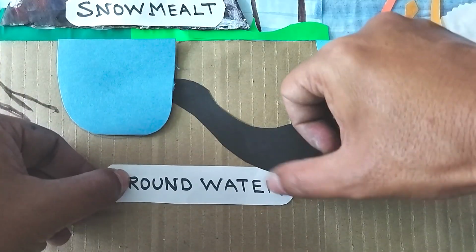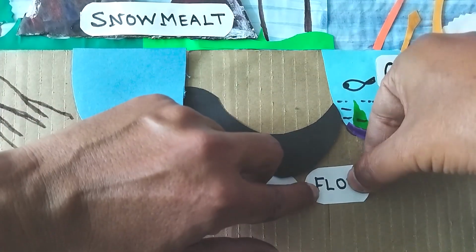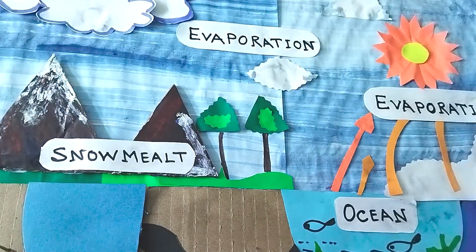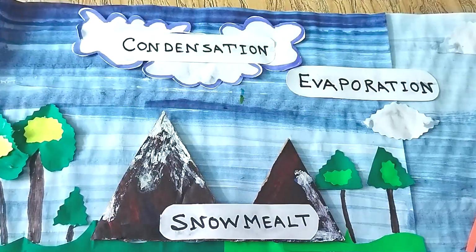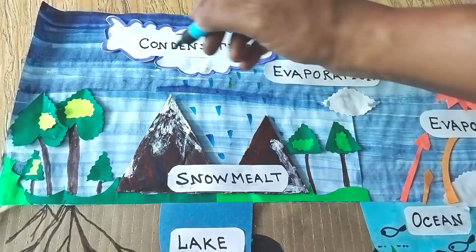Convection in the water cycle is when the air near the surface is heated, then rises, taking heat with it. Water vapor in the air gets cold and changes back into a liquid, forming clouds. This is called condensation.